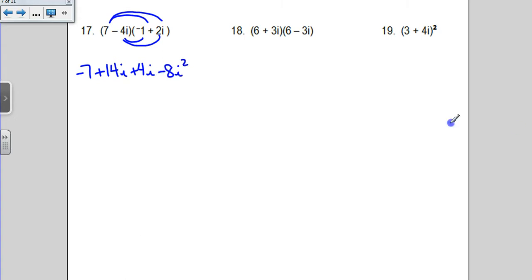We've got a couple of issues. We've got some like terms here in the middle. We've got an i squared, which we need to change out for a negative 1. And once we change this for a negative 1, we're going to have some like terms here on the ends. So let's look at what we have. We have a negative 7. We have a plus 18i in the middle. And then negative 8 times negative 1 will become a plus 8. So now when you combine your like terms for the whole numbers, and you put that number in front, you end up with 1 plus 18i.